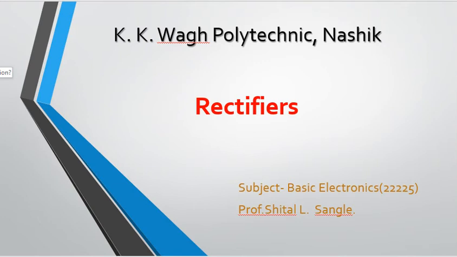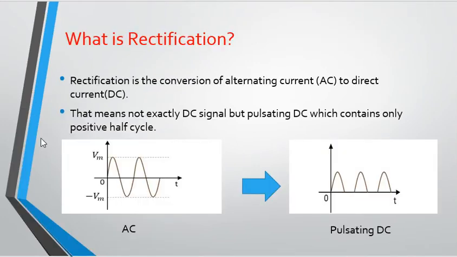Now move towards the concept of rectification. So first we will see what rectification is. Rectification is the conversion of alternating current, AC, to DC. But after rectification, we cannot get pure DC. We get pulsating DC, which contains only positive half cycles.